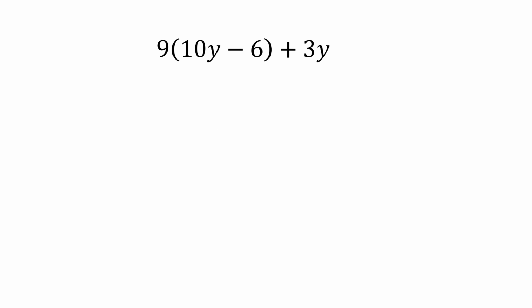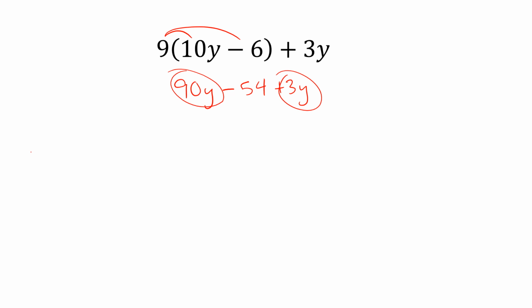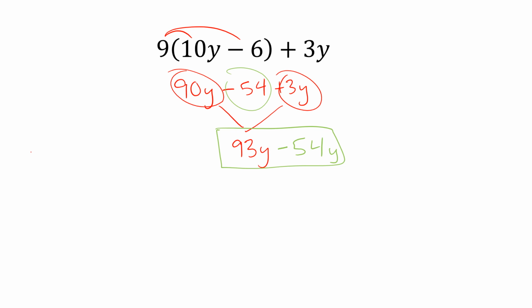Okay. This one, you just got to simplify, which means you have to distribute first. 9 times 10 is 90y. Minus 9 times 6, that's 54, plus 3y. Add up your y terms together. 90 plus 3 is 93y. And this right here, minus 54, just gets written on the end. And that is your answer. You can't put these together. This has no y on it, so you can't put them together. This is as simple as it gets.